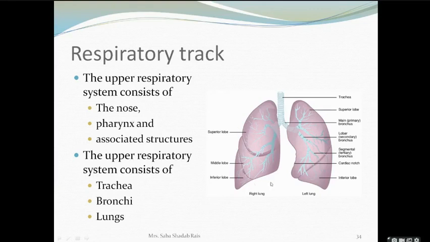Now when we talk about the left lung, you can see there is some depression-like structure here. This is called the cardiac notch. What is the cardiac notch? It means a depression-like structure to accommodate the heart.